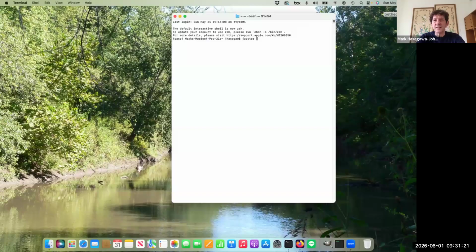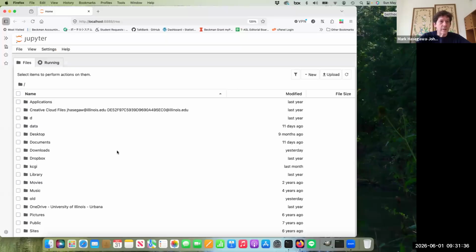Let's see if Jupyter will work. I've been changing some things in my computer settings, so I hope that I can simply type Jupyter Notebook and it will work again. Let's see if that works. Good, here we are.